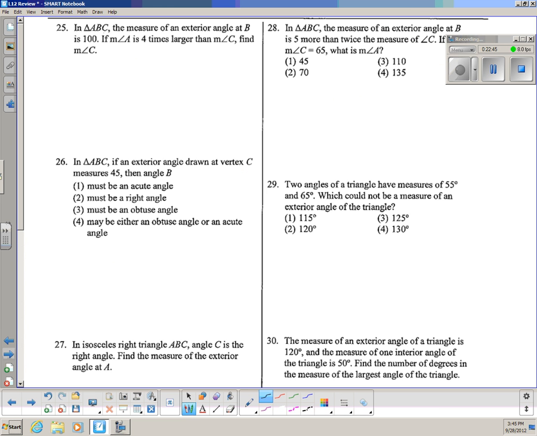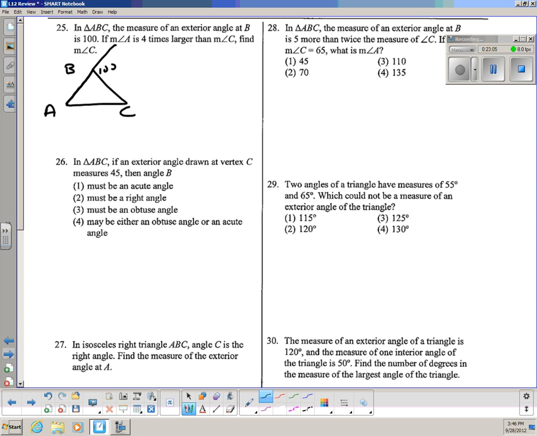25 says, in triangle ABC, the measure of an exterior angle at B is 100. So here's my ABC. Now, if you draw it like this, the exterior angle at B, I can pick either side to extend. I extend like that. And the exterior angle at B is 100.